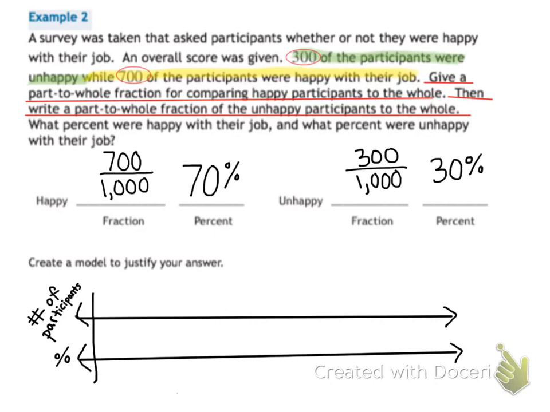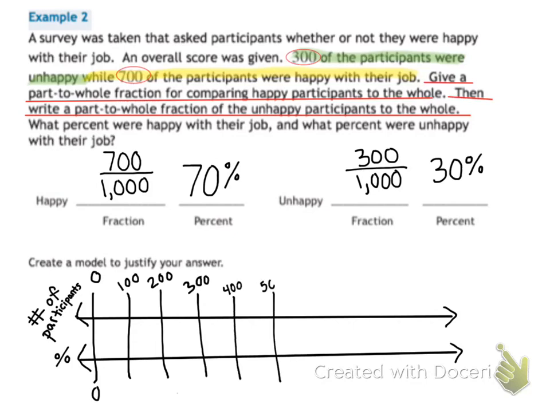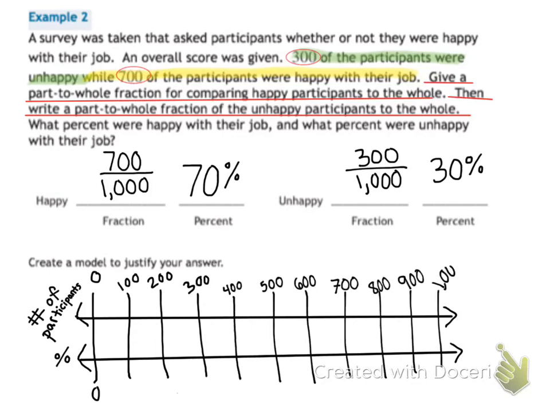So I need to make sense here. I would not increase by 1 because I would draw 1,000 lines. Even if I went up by 10, that's still too much. I'm going to go up by 100 till I reach 1,000. So we always start with 0, and I'm going to go up by hundreds all the way to 1,000. I also know that 1,000 participants is 100% of the participants because it's all of them. So it's 100%.